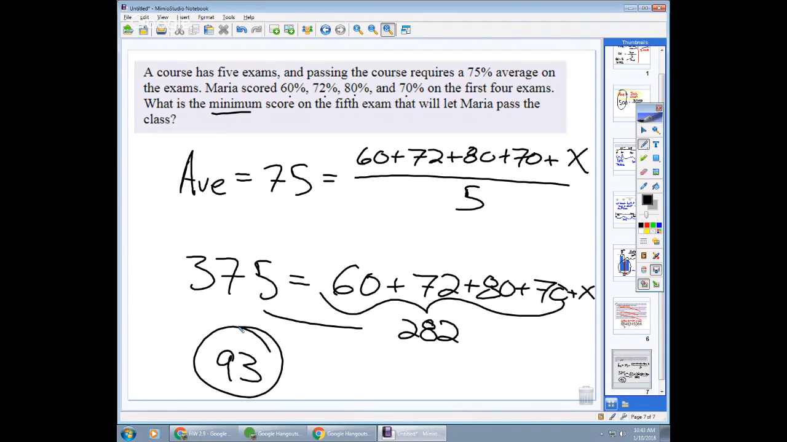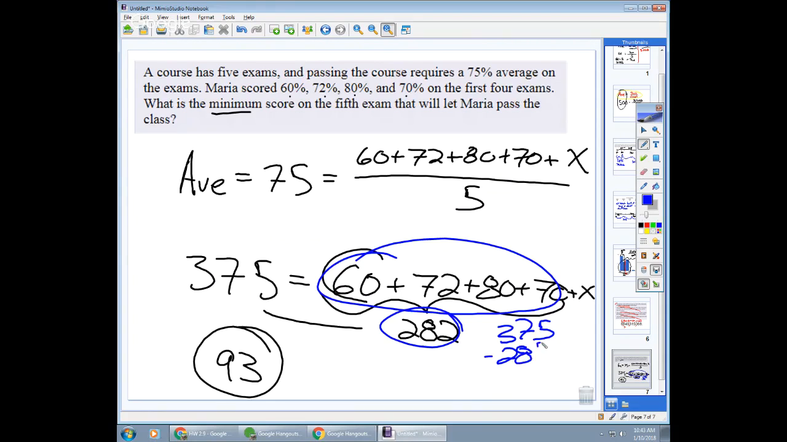How would you do it? Yeah, so we just added her current test scores up. Her current test scores come out to 282. So then we have to say, okay, what's 375 minus 282? That's where we get the 93. So her next score had better be a 93 or higher, or she's not going to end up with 75.